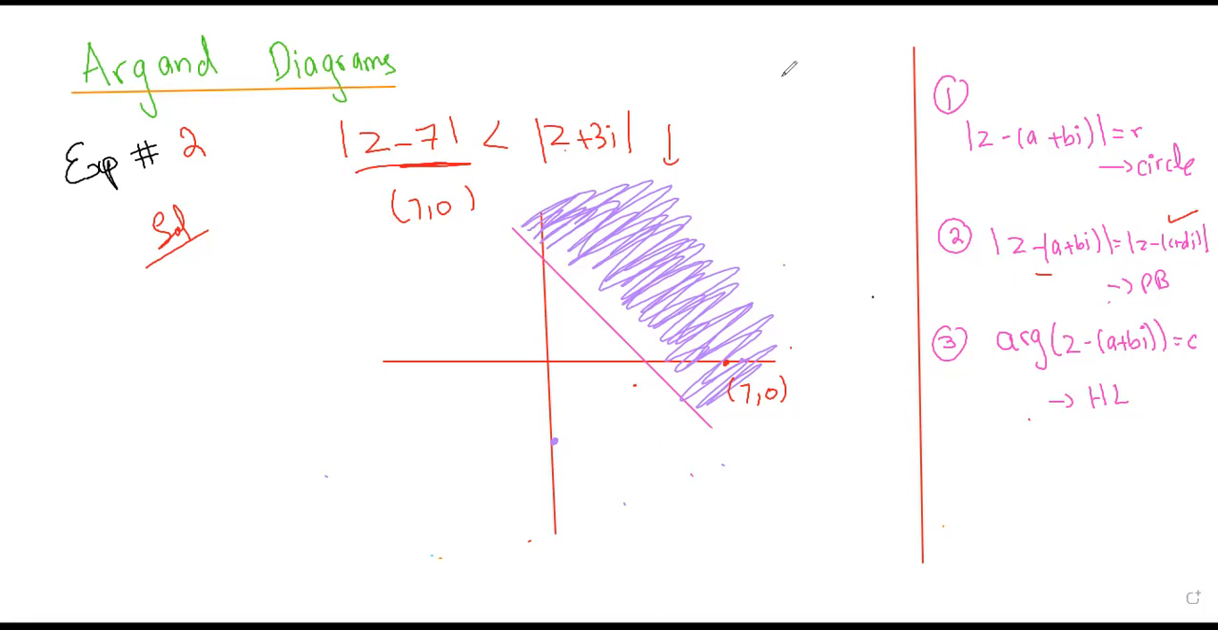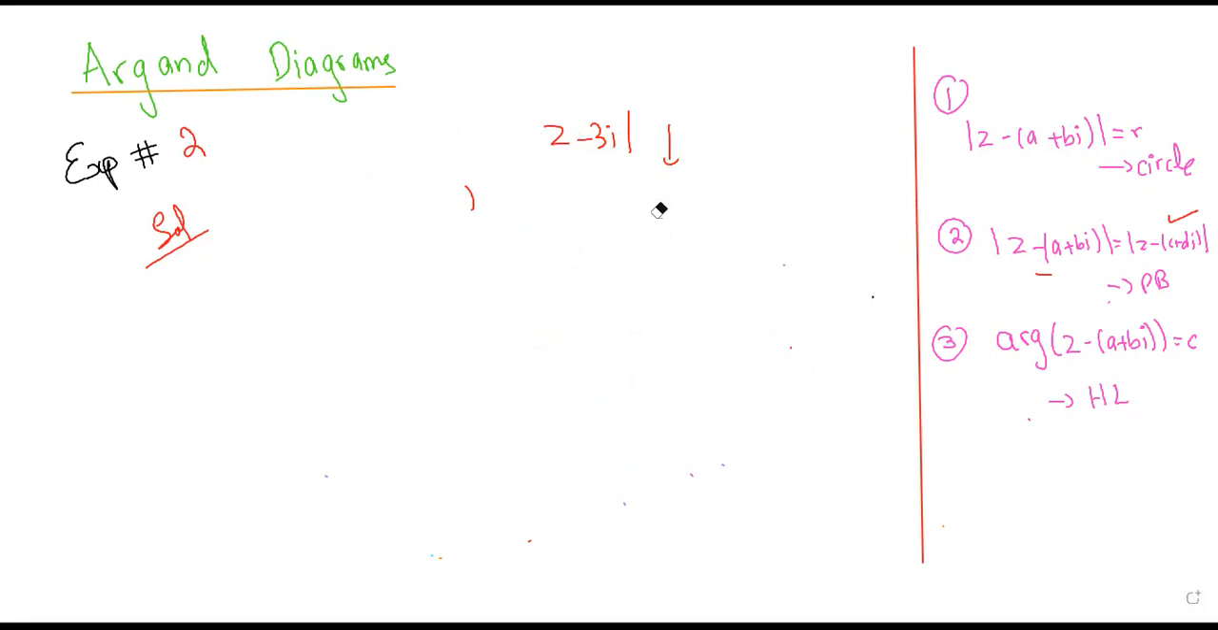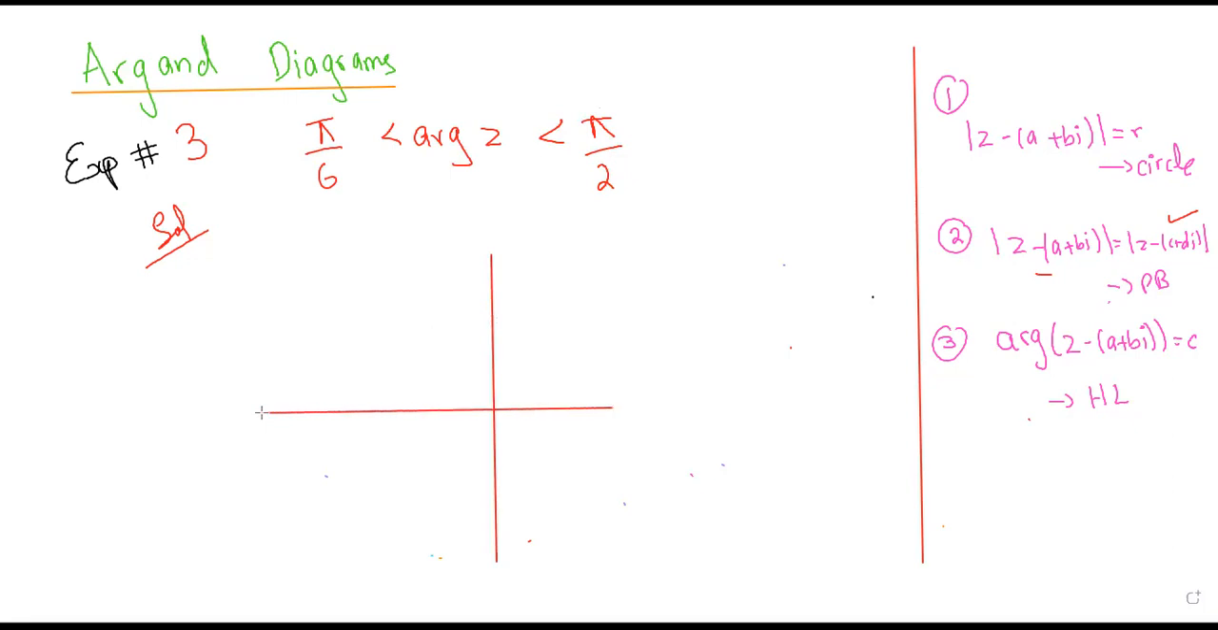Let's talk about the last one, the last thing that is left. Example number 3. So you need to plot pi by 6 less than argument of z less than pi by 2. Now, what is this? This is a half line. We have been doing this, and this is also a half line. So you can make two lines using argument of z equals pi by 2 and argument of z equals pi by 6.